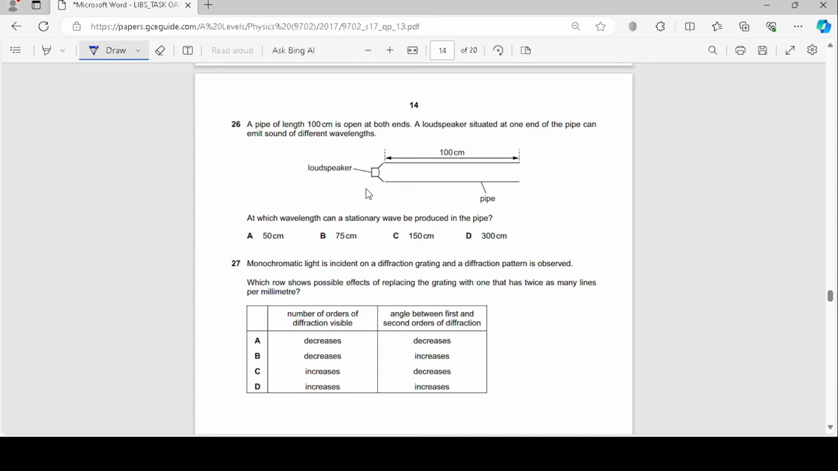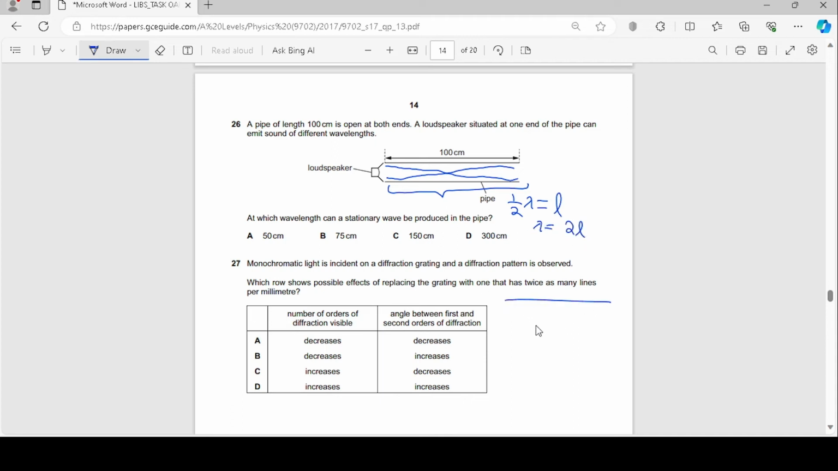Okay, so for the first harmonic, or the fundamental, because it's open ended, you have something like this. I'm not drawing it very well, but both ends are open. And so you have half of a wavelength, so half lambda equals L. Therefore, in this case, lambda equals 2L.